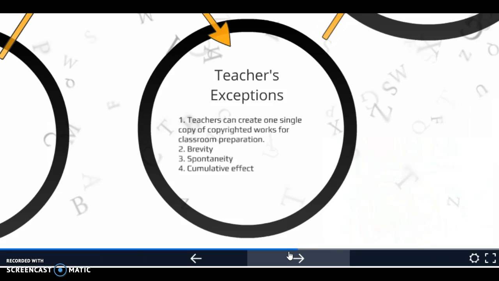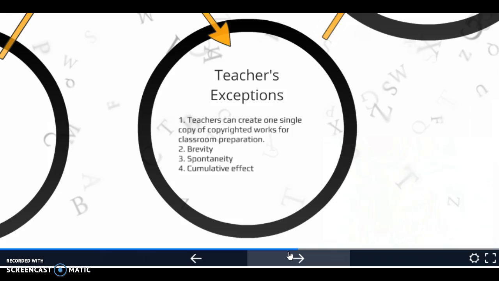Oftentimes we're always taking stuff from other people, using another handout from another teacher, and there's no second thought given. But again, we need to know what we're using and if it's correct, and we want to make sure that everything we're doing is in fair use. Teachers can create one single copy of copyrighted works for classroom preparation.